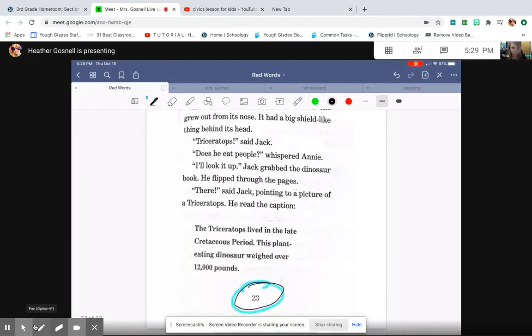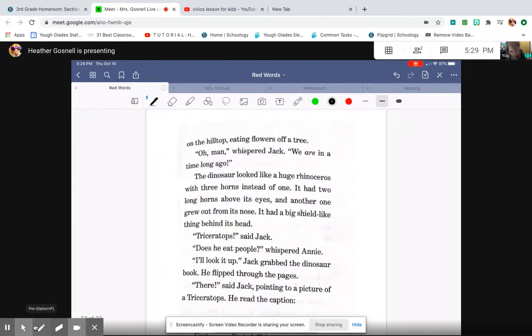Let's look at page 23 in our novel. The dinosaur looked like a huge rhinoceros with three horns instead of one. It had two long horns above its eyes, and another one grew out from its nose. It had a big shield-like thing behind its head. "Triceratops," said Jack. Wow, a lot of description there. Do you have to use all of that? No, but I do want you to pick some details from the text to tell me what a triceratops is, using your own words.